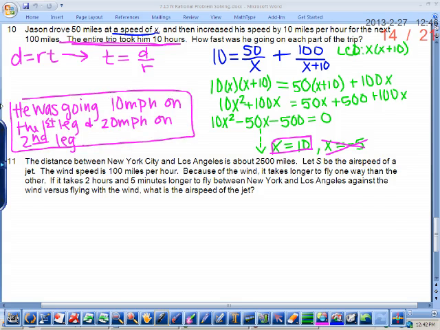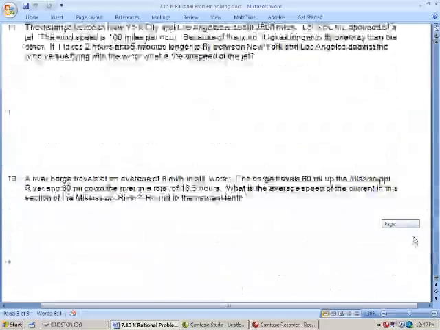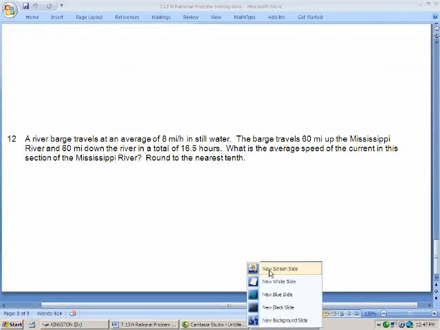Yeah. I agree. All right. You may cross off number 11. Yeah, we crossed off 9, crossed off 11, and now we're on 12.